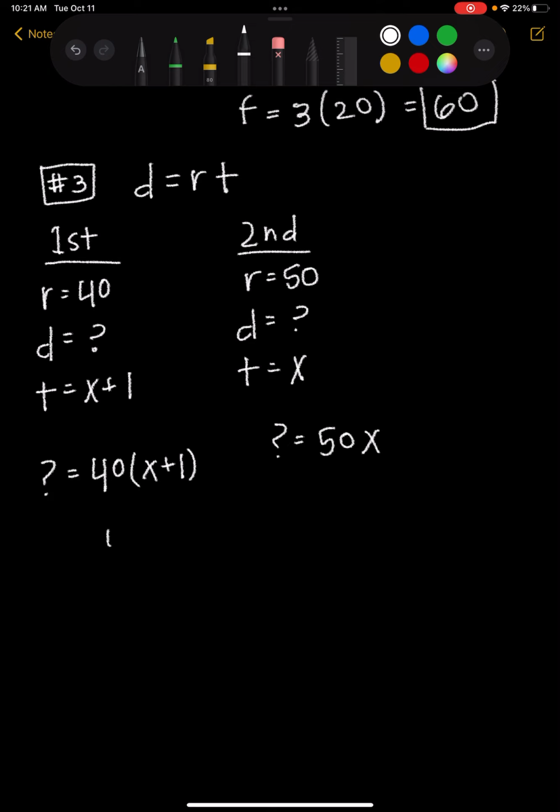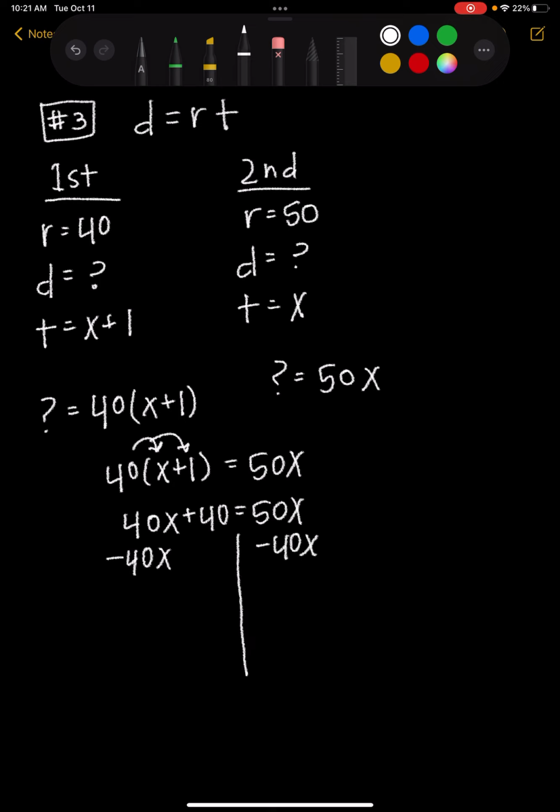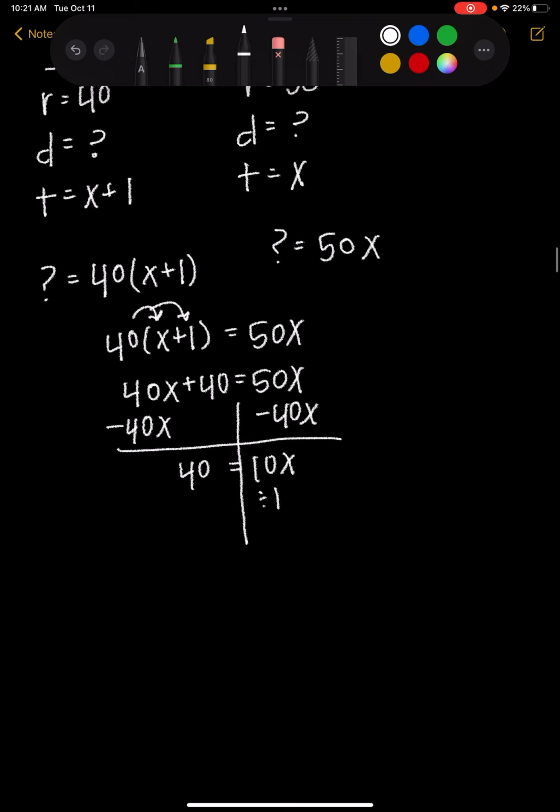So I'm going to say 40 times X plus 1 equals 50X. And now I'm going to solve that equation. The way that I'm going to do that is by first distributing the 40. So I get 40X plus 40 equals 50X. Now I'm going to get the x's on the same side by subtracting 40x from each side. And I would get 40 equals 10x. Then I'm going to divide both sides by 10 just to get the x by itself. And I'd get 4 is equal to x.